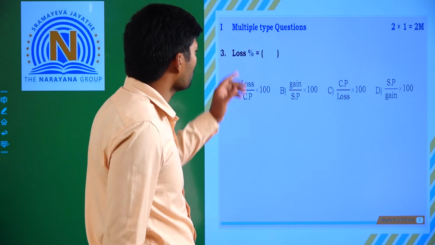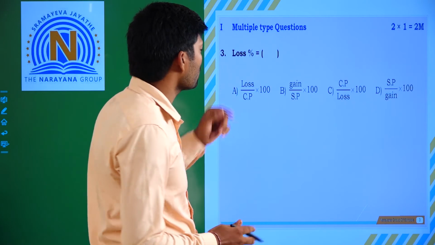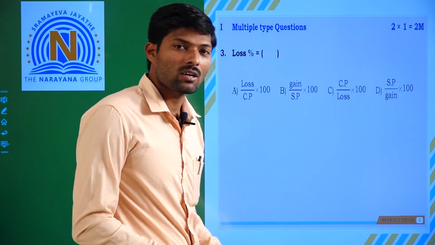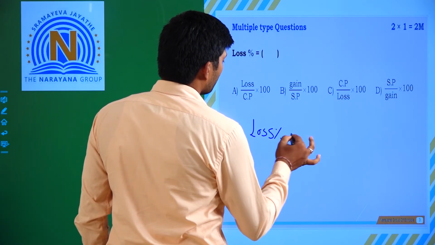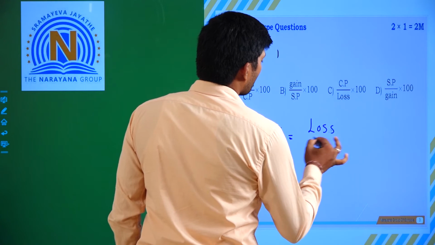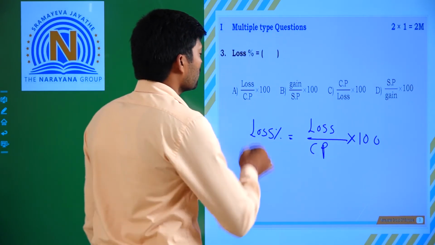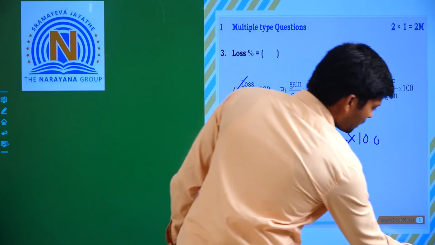Yes, multiple types of questions. The third question is about loss percentage. So what is the loss percentage? We always have to find the loss percentage with respect to the cost price only. So the loss percentage is equal to loss upon cost price into 100. So which option is the right option? The first option is the right option. So let's go for the next one.